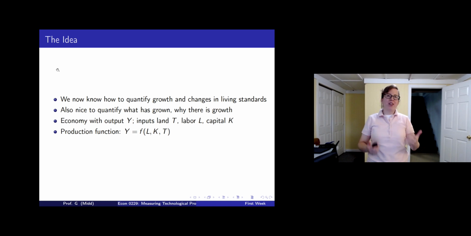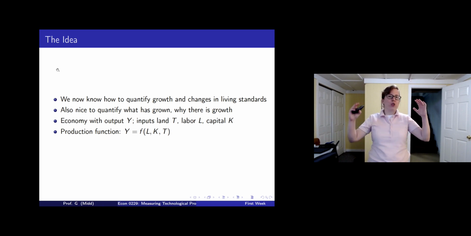Of course, quantifying growth and change and assessing changes in living standards is really important. It's essential. But what's also nice, and maybe more interesting to me, is being able to quantify exactly what has grown and changed, and maybe even deeper, why there was growth in the first place. This idea, how we measure technological change, is going to give us some of these clues.